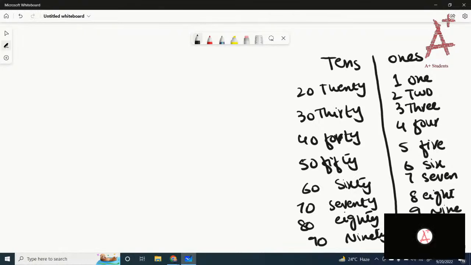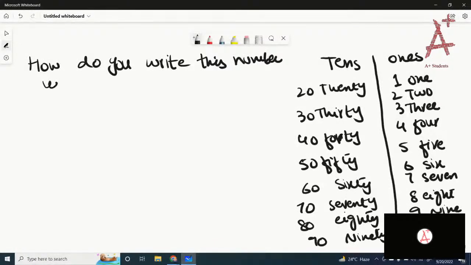Okay, so now how do you write this number using words? And the number is 38.